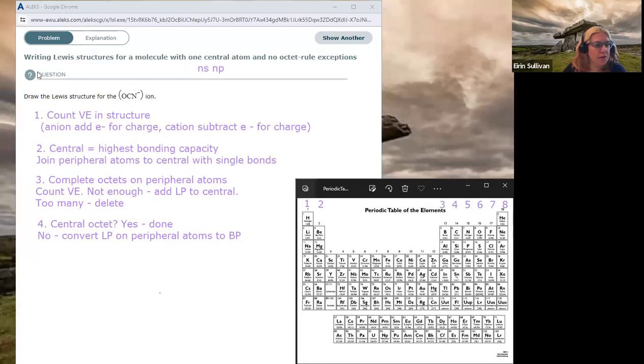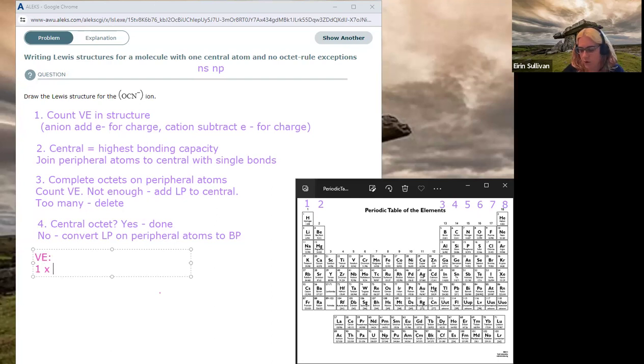All right, so I wanted to do another example, possibly a trickier example. Let's work it through and find out. So we're being asked to draw the Lewis structure for this OCN minus ion. We're going to have to count up our valence electrons first, see what we got.